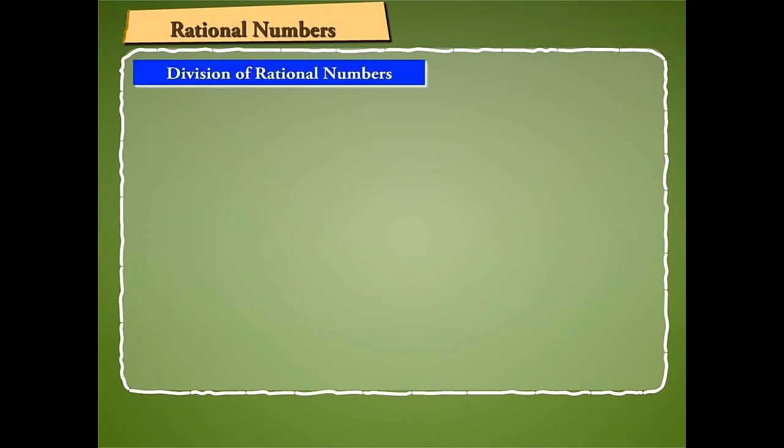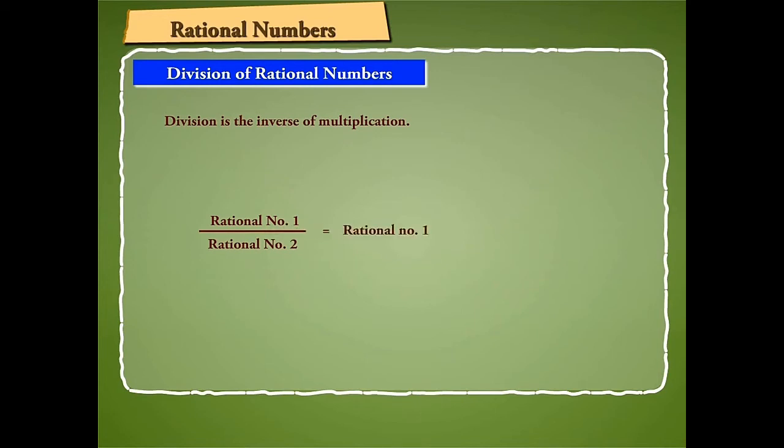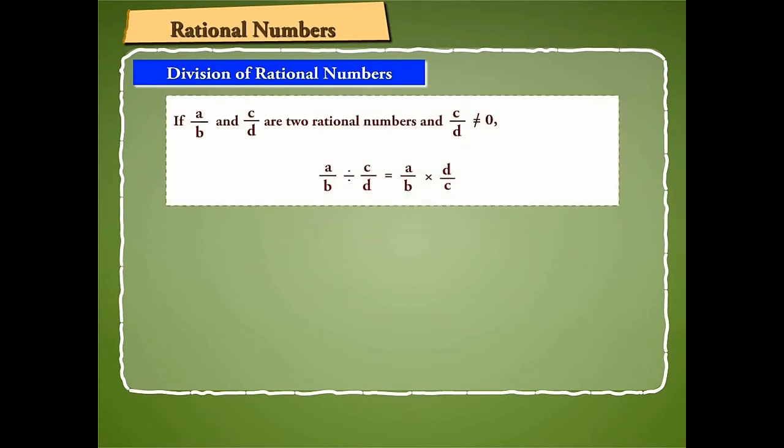Next is division of rational numbers. As we already know, division is the inverse of multiplication. So, to divide a rational number by another rational number is the same as multiplying the first number by the reciprocal of the second number. Thus, if a by b and c by d are two rational numbers and c by d is not equal to 0, a by b divided by c by d is equal to a by b into d by c.